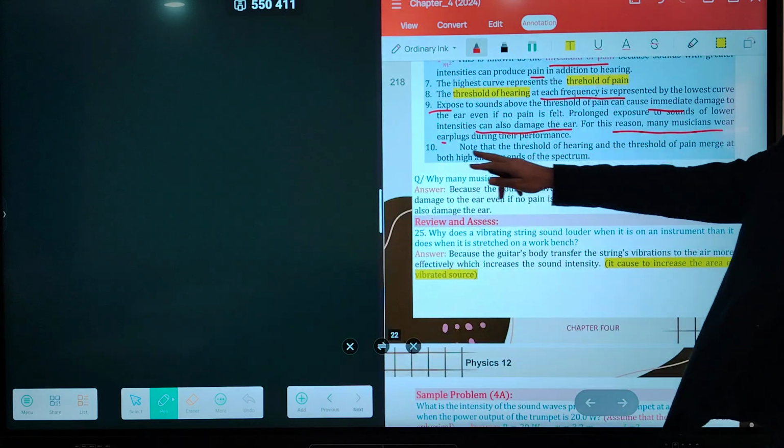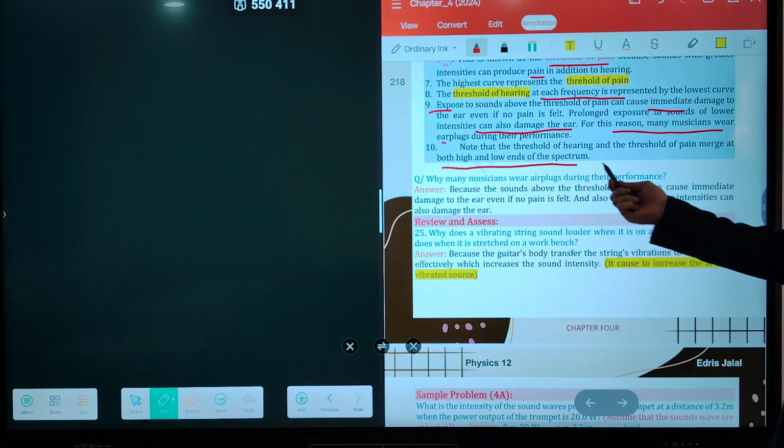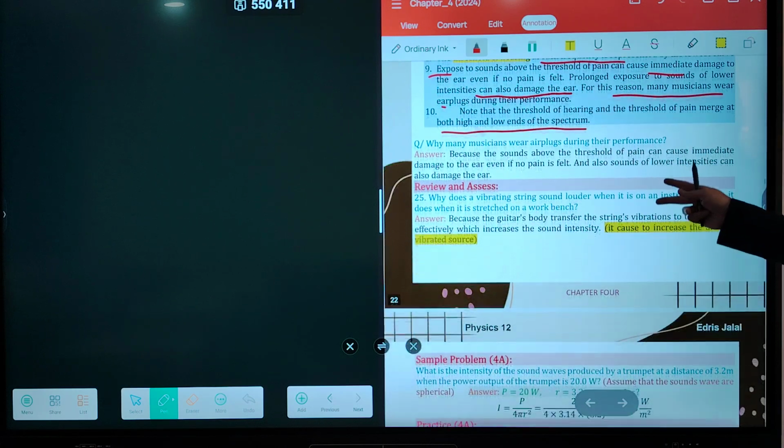Note number 10, the last one. Note that the threshold of hearing and the threshold of pain merge, or reach each other, at both high and low ends of the spectrum.